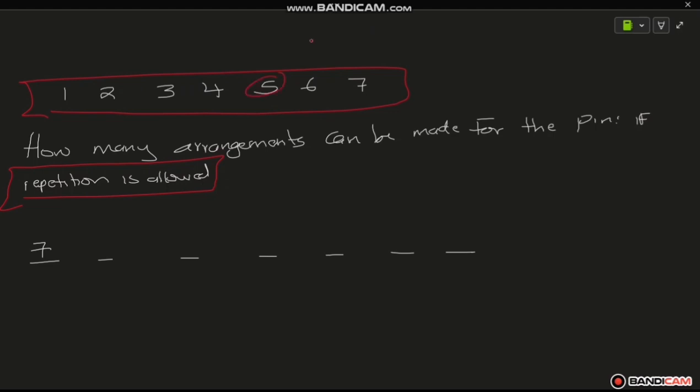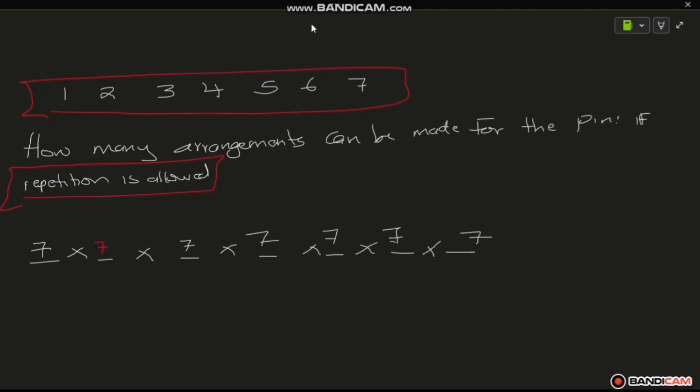Then let's say I choose 5. When I choose 5, how many of the digits can I use to make a pin? I can have 7 again. Why? Because I can still choose that number if I want, because repetition is allowed. So in all of these spots, I'm going to have 7. I'm not taking out the digits that I'm choosing after making the pin. So repetition is allowed. I hope it makes sense.